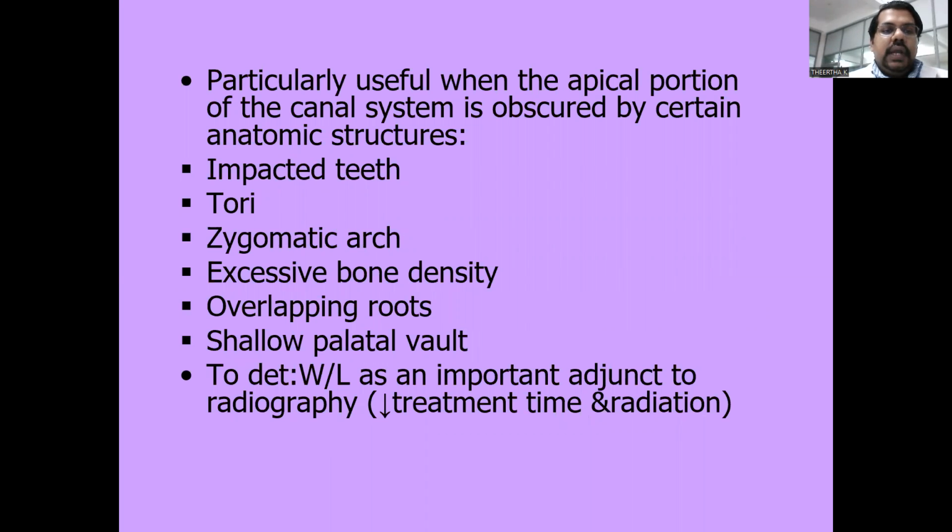The electronic apex locator is particularly useful when the apical portion of the canal system is obscured by certain anatomic structures, such as in cases of impacted teeth, tori, zygomatic arch, excessive bone density, overlapping roots, shallow palatal vault. To determine the working length, it's an important adjunct to radiography to reduce treatment time and radiation.